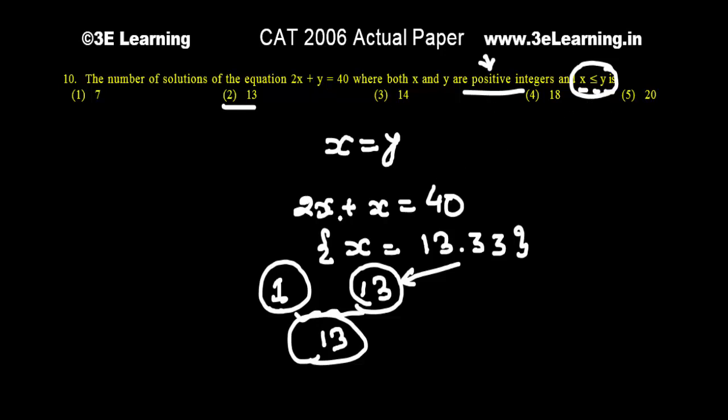I checked it first for x equal to y, and I got a non-integral solution. But I want integral, and I want x to be less than. So what I did, the less than condition for 13.33 is 13, and 1 is the smallest positive integer. So we have values of x from 1 to 13 including both. So we have 13 integral solutions. I hope this one is okay with you.